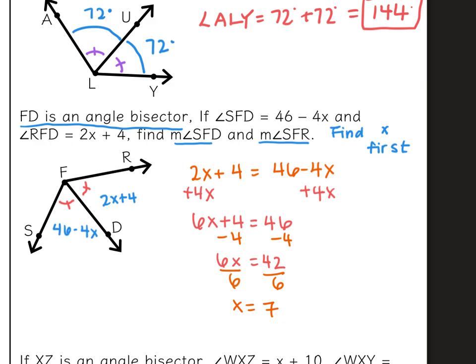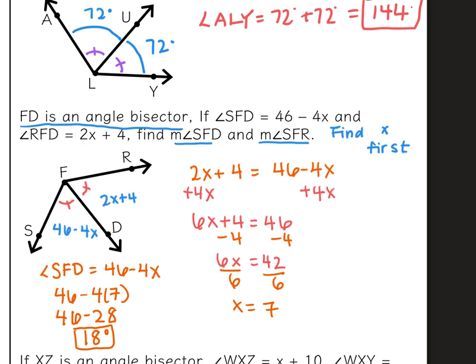So SFD from our original problem is 46 minus 4x. Since x is 7, we're going to plug in 7 for that x. So 46 minus 4 times 7 is 46 minus 28, which leaves us with 18. So SFD is 18.